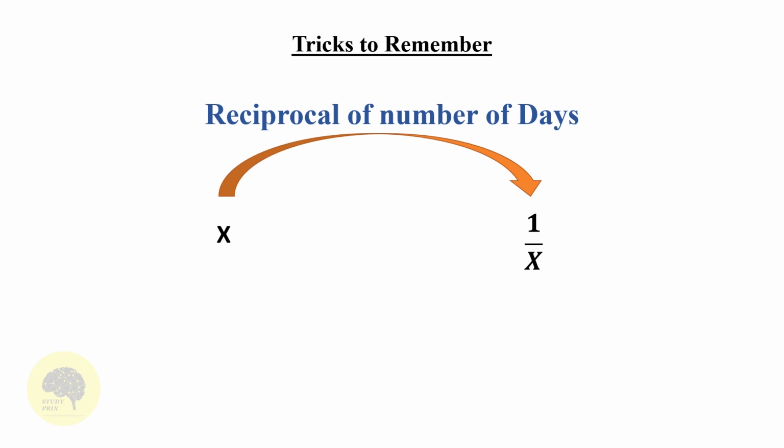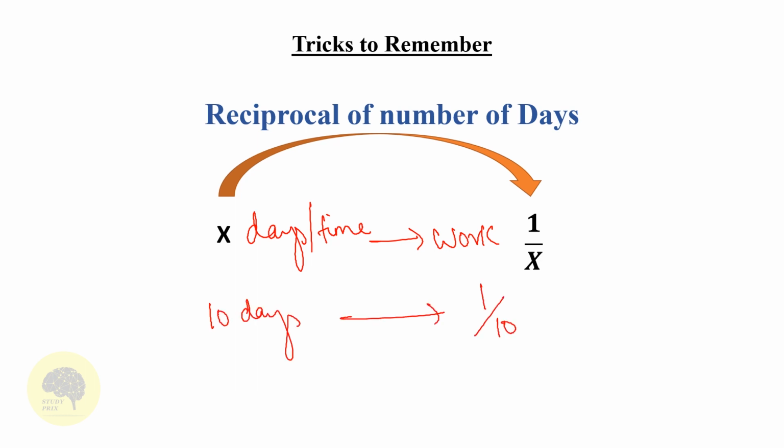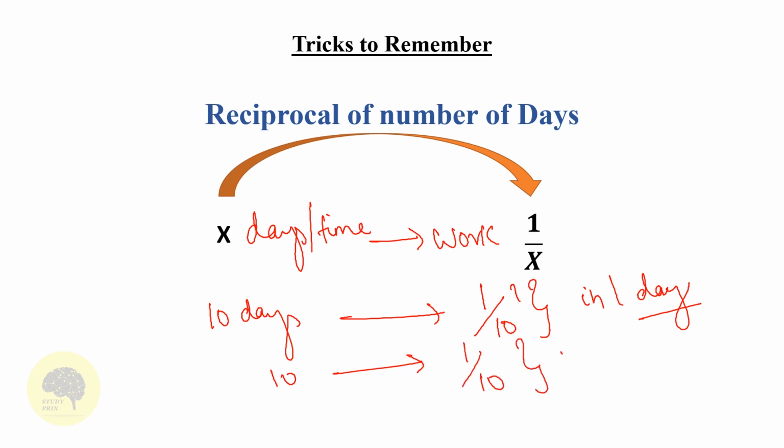Before going to the question, the only thing we have to remember is to convert the number of days or time into work. For example, if your work can be completed in 10 days, we have to write it as 1 by 10, which is nothing but 1 by 10 amount of work can be done in 1 day. Remember, if the number of days is given, we have to just take the reciprocal of the days and we can find the amount of work that can be done in 1 day. Okay, let's go to the question.